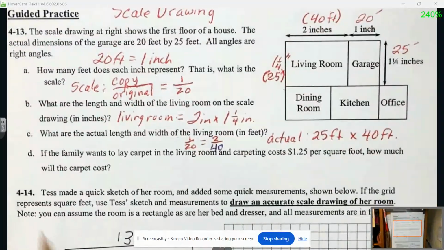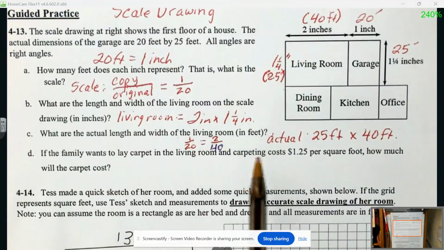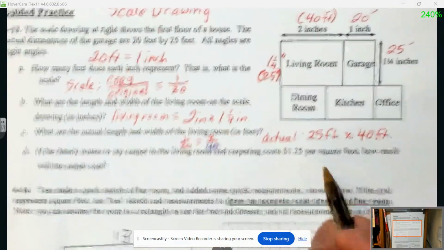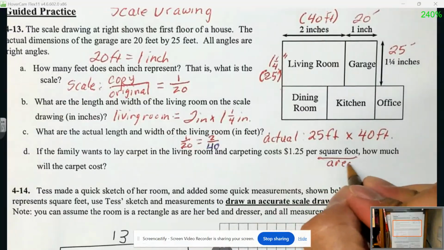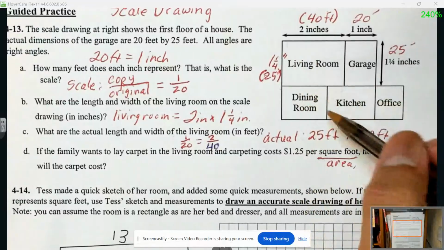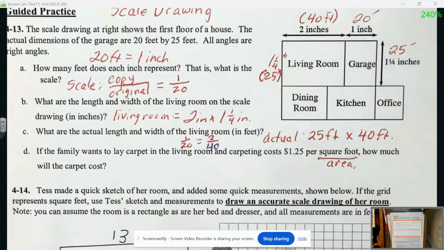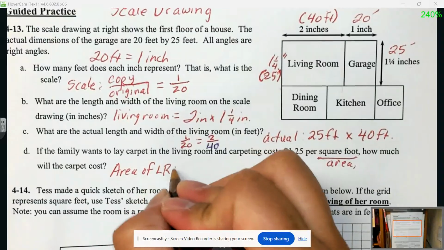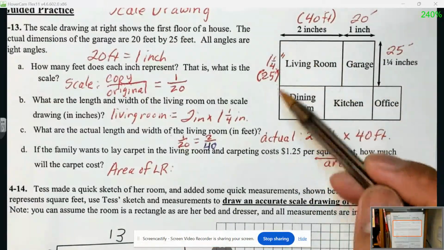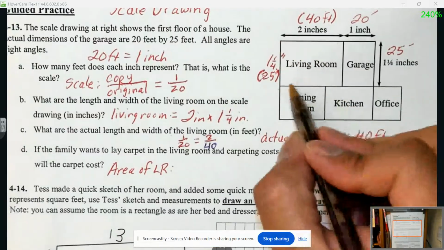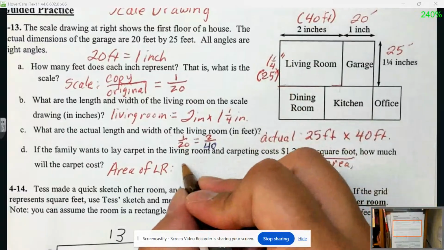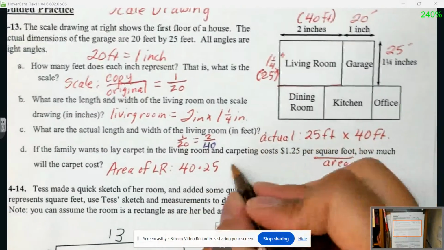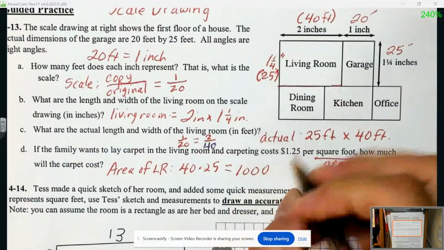Okay, so the next question: if the family wants to lay carpet in the living room and the carpeting costs $1.25 per square foot, how much will the carpet cost? So if they're talking about square feet, we know that they're talking about area. So we need to find the area of that living room. We know that this is a rectangle, so base times height. Base is 40, and then the height is 25. So that would be 40 times 25. All right, so that would give us 1,000 square feet.